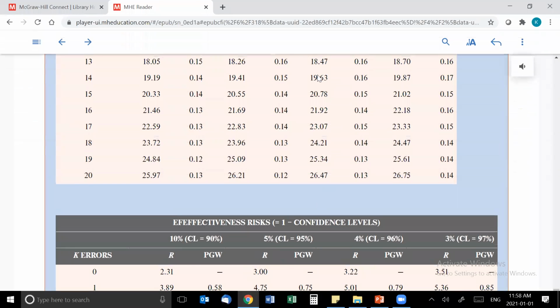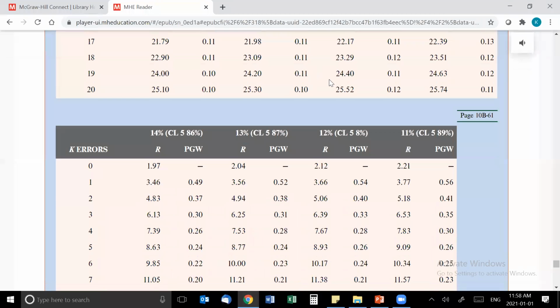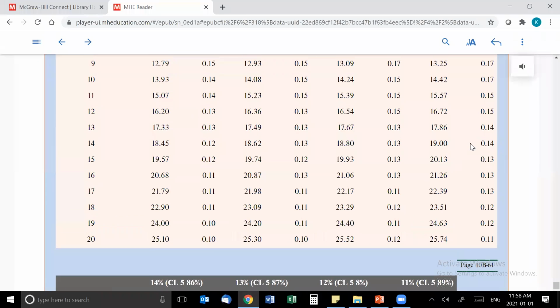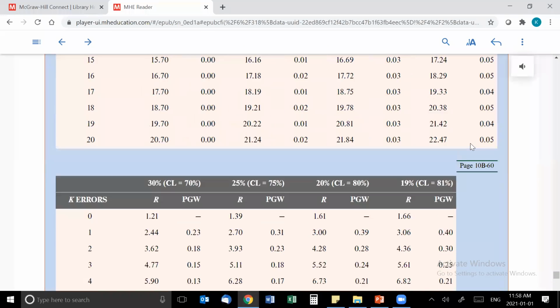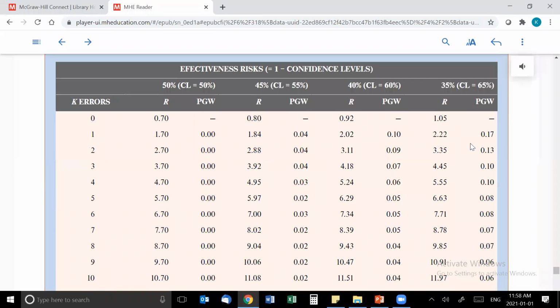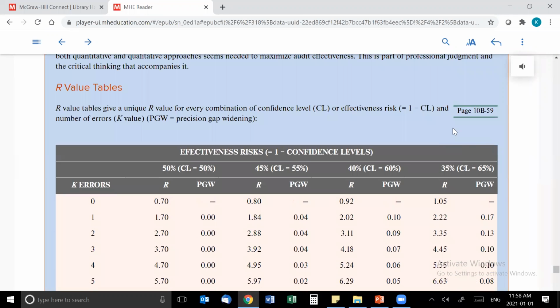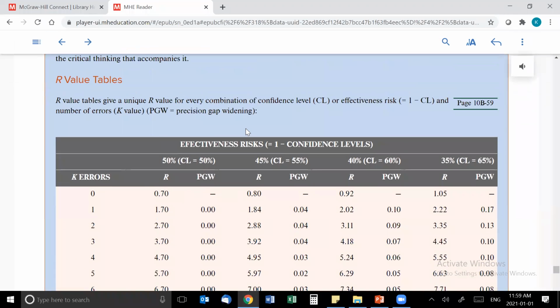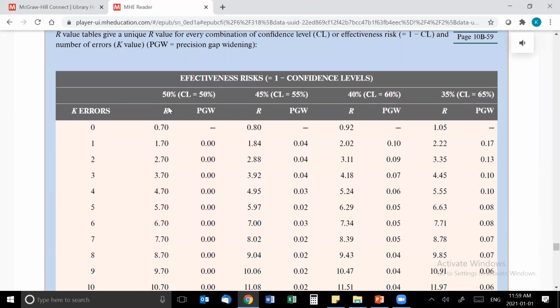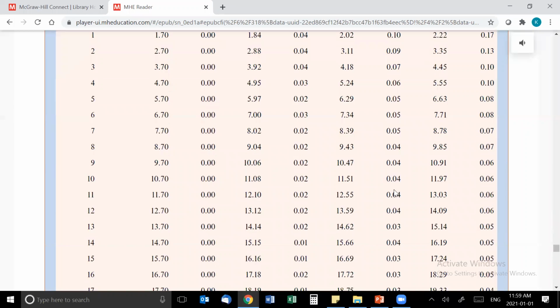So if you go into Appendix 10, go to around page 60. Actually, it starts a little bit earlier than page 60, so page 59. These tables will show you the R value. What we need is R, which is our confidence level factor, for our effectiveness risk. The effectiveness risk is 5. So these are 50, 45. Let's go find 5%.